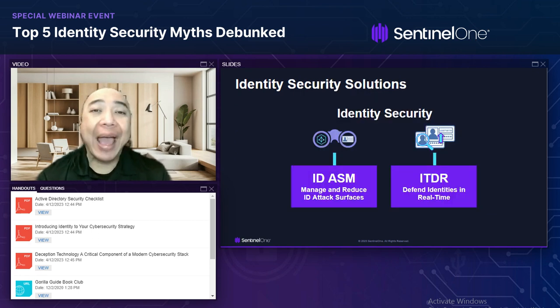And so to have a good identity security program, you need both. You need identity attack surface management to manage and reduce your identity attack surface, and you need ITDR to defend your identities in real time.